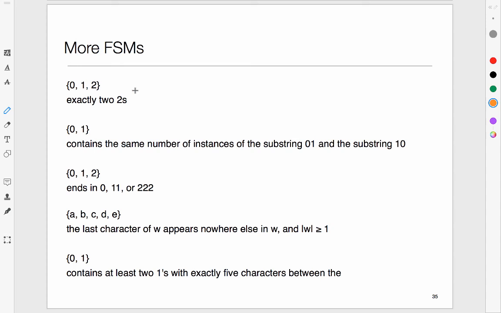Let's look at the next one. So this time around, my inputs are binary, 0 or 1. And what we are looking for is that it has the same number of instances of the substring 0 1 and the substring 1 0. So what we are looking for is that in the string that I have received, the number of substring 0 1s is the same as the number of substring 1 0s in it. Is it a finite state problem or not?